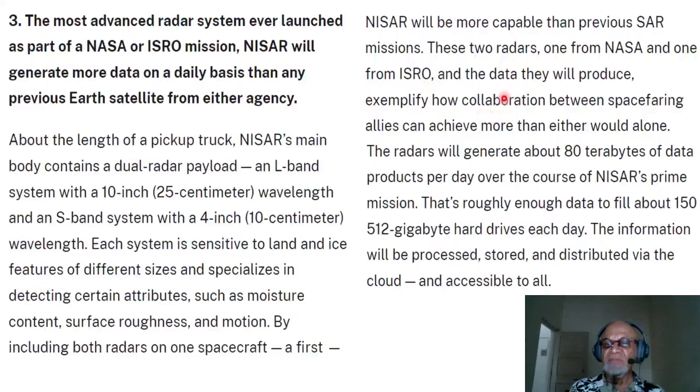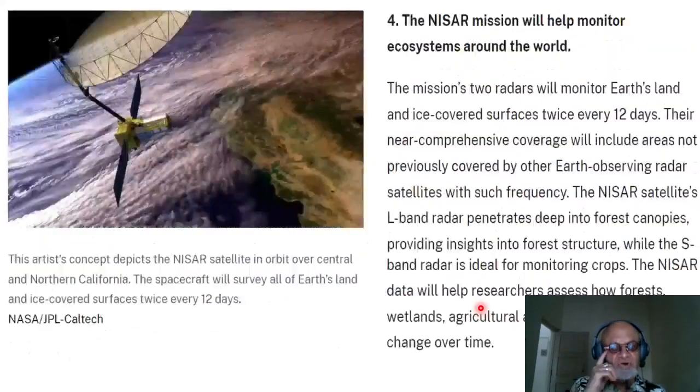These two radars, one from NASA and one from ISRO, and the data they will produce exemplify how collaborations between spacefaring allies can achieve more than either would alone. The radars will generate about 80 terabytes of data products per day over the course of NISAR's prime mission. That's roughly enough data to fill about 150 512 gigabyte hard drives each day. Information will be processed, stored, and distributed via the cloud and accessible to all. This is really critical because people know that sharing data is not always guaranteed.